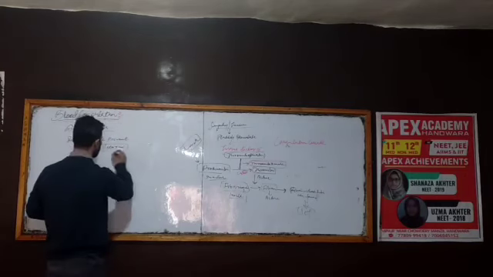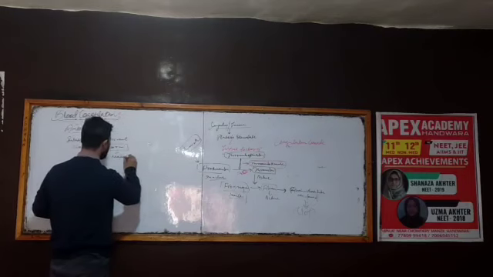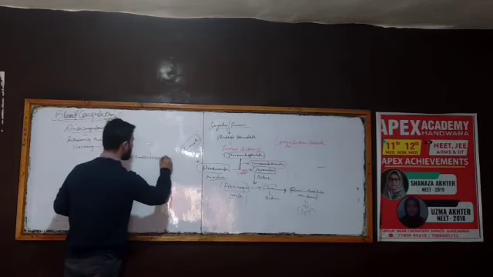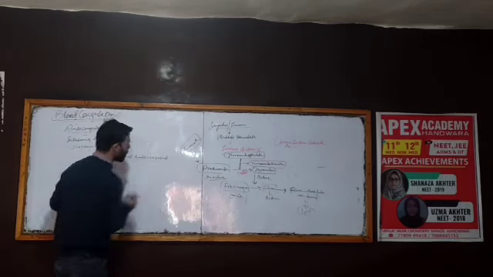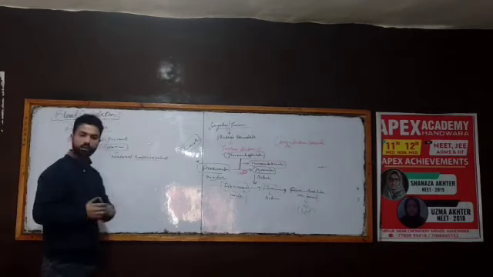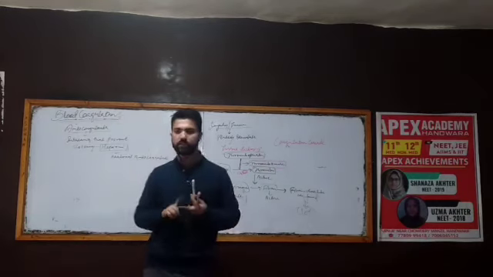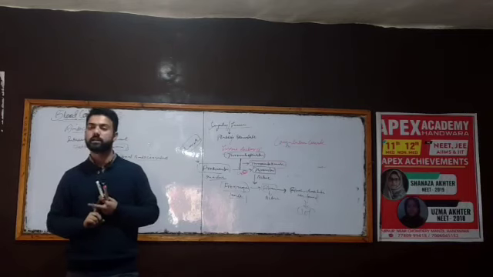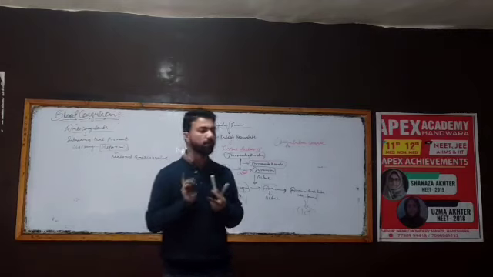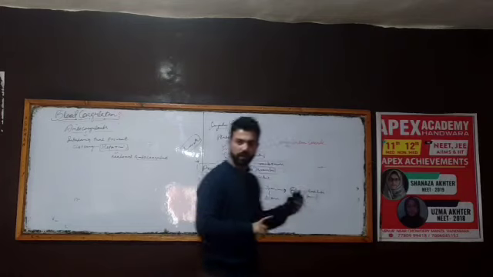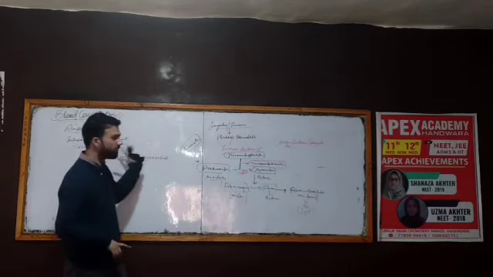Why is it called a natural anticoagulant? Because it prevents the formation of clots. It prevents coagulation in our blood vessels. The blood in our blood vessels does not coagulate, and that is because of this heparin.